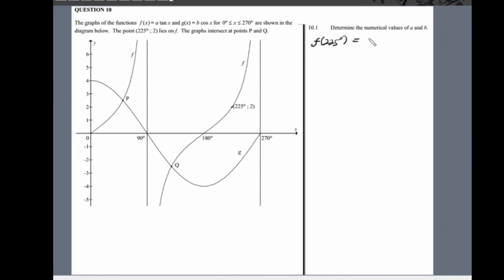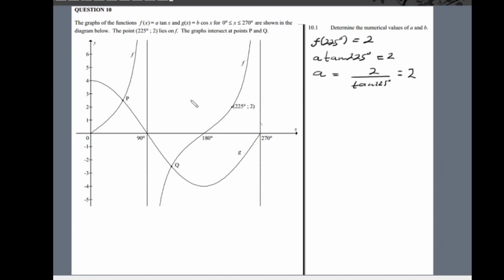So when you substitute 225 there, you'll have that it's a times tan of 225 degrees is equals to 2. Right, now to get the value of a, you'll simply divide by tan 225, right? And then in your calculator you'll find that 2 divided by tan 225 is equals to 2. Okay, so this is equals to 2, therefore a is equals to 2.